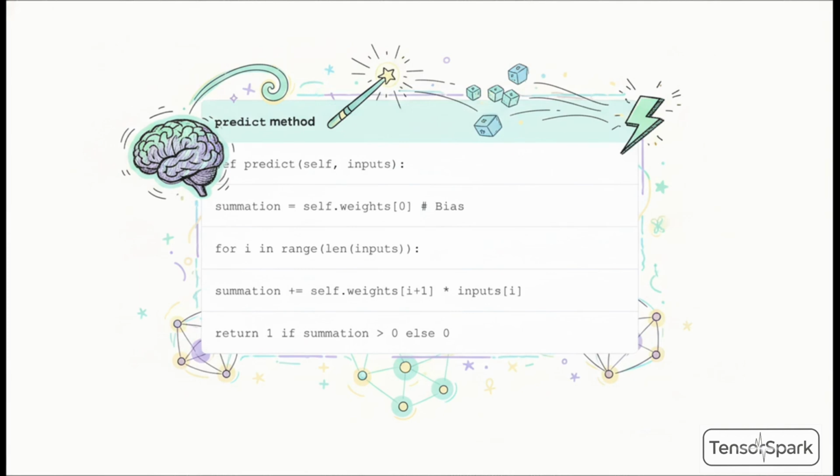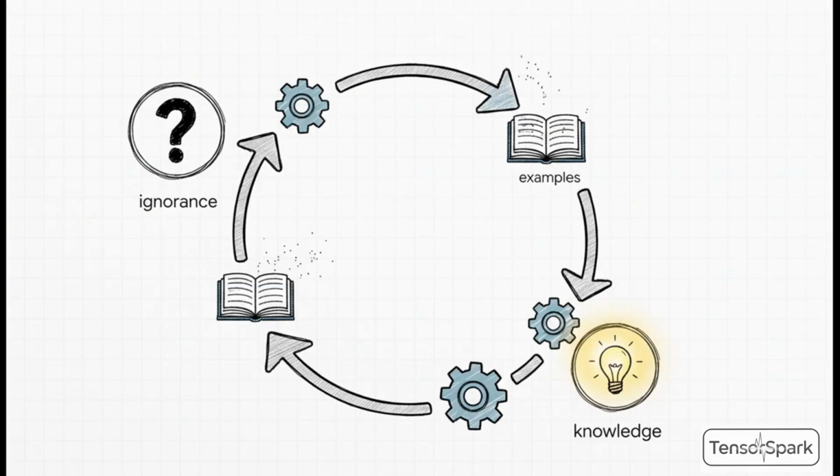Let's see how this actually looks in the code. You can see the logic right there. The summation starts with the bias. That's the very first weight in our list. Then we loop through the actual inputs, multiplying them by their own weights and adding it all to the running total. And that final line? That's the sharp decision point. Is the sum positive? Yep, return 1. Nope, return 0. Simple as that. And this brings us to the absolute heart of the whole process, the train method. This is the sacred learning loop.